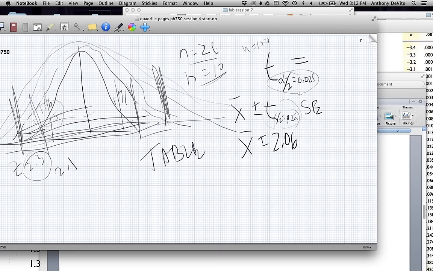Yes. In other words, that negative 2.06 and positive 2.06 is like your Z-score, except now you're calling it T. These are really the same, the T and Z, if the sample size is big enough. If the sample size is big enough, you make the assumption that they're the same and just use the Z-score.